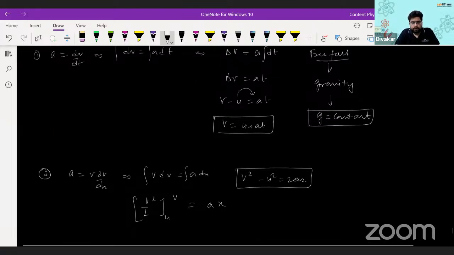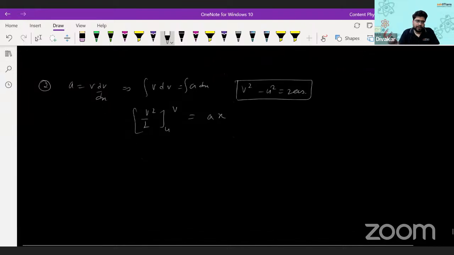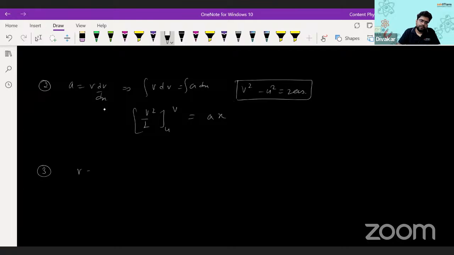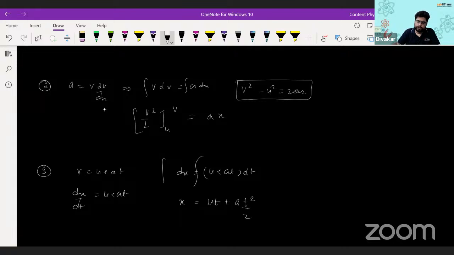Then you have one more equation here. So you know that v is equal to u plus at, and v can be written as dx by dt, which is equal to u plus at. Now cross multiply, so you will get dx is equal to u plus at into dt. Now if you integrate them, you get integration of dx as x, integration of u dt is basically ut, plus at dt. So a is a constant here, integration of t dt is t square by 2, and that is another equation of motion.